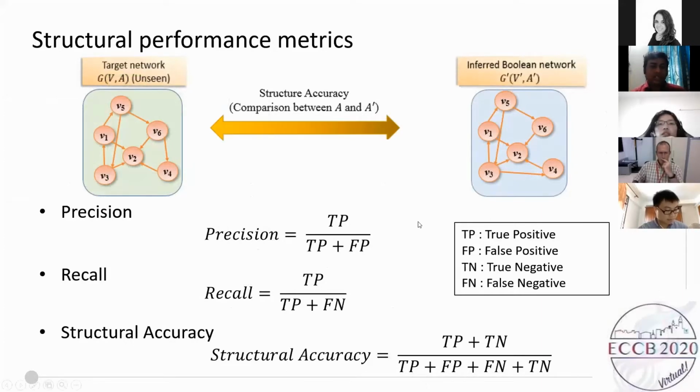And then, when the gold standard network structure is available, we can compare the structural accuracy between the target network and the inferred Boolean network. In our study, three important metrics are considered for performance analysis: precision, recall, and structural accuracy.